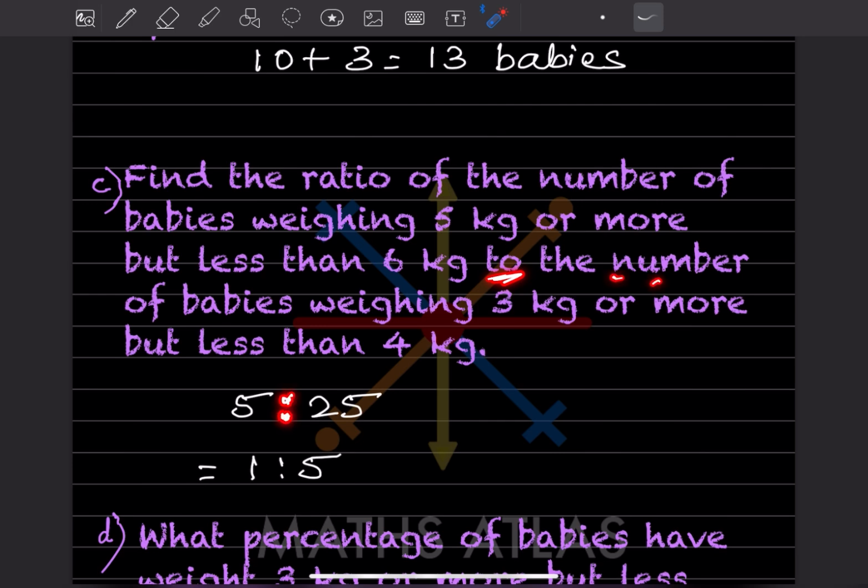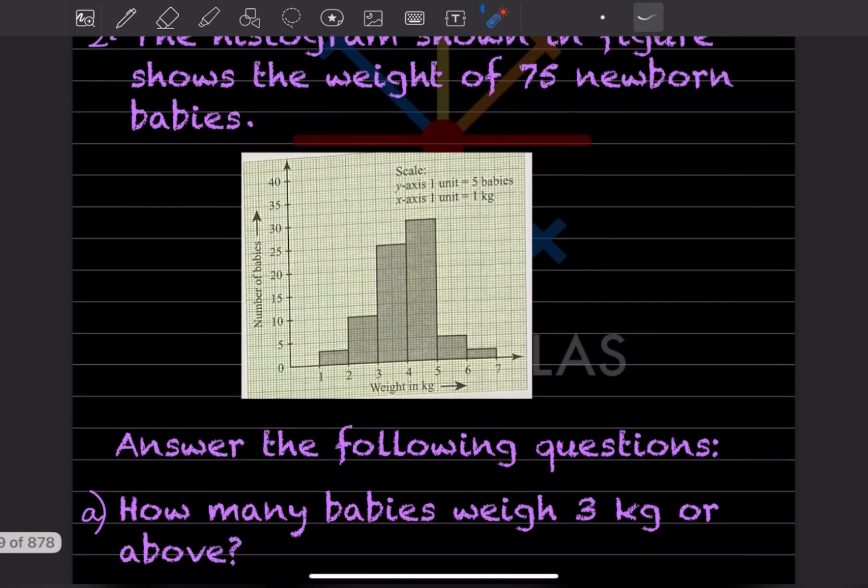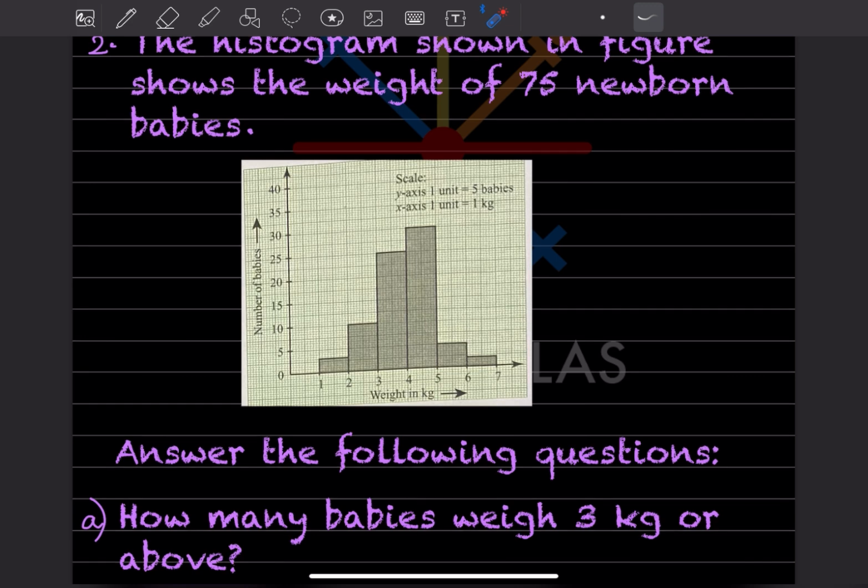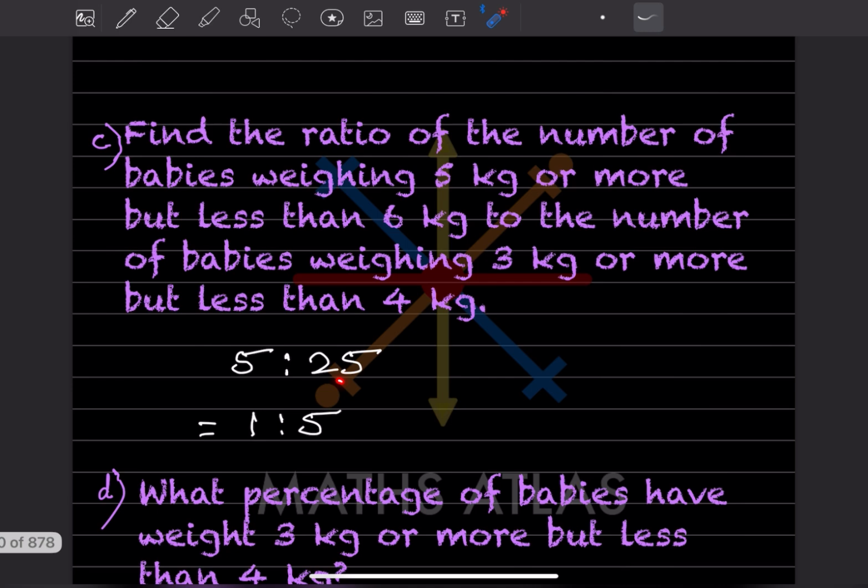Number of babies weighing 3 kg or more but less than 4. So 3 kg or more but less than 4. So we will go here. So that is going to be 3 kg or more but less than 4. So we have to not see this one, but we have to go this way. That is going to be 25. So we'll write here 5 is to 25. And when you simplify this one, this also gets divided by 5 and this also gets divided by 5. So that is going to be 1 is to 5.